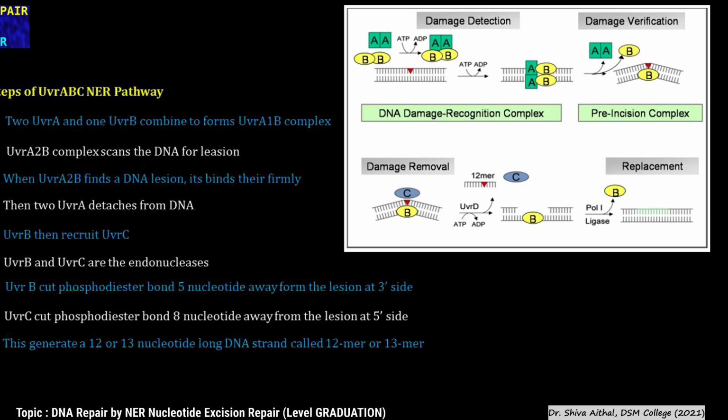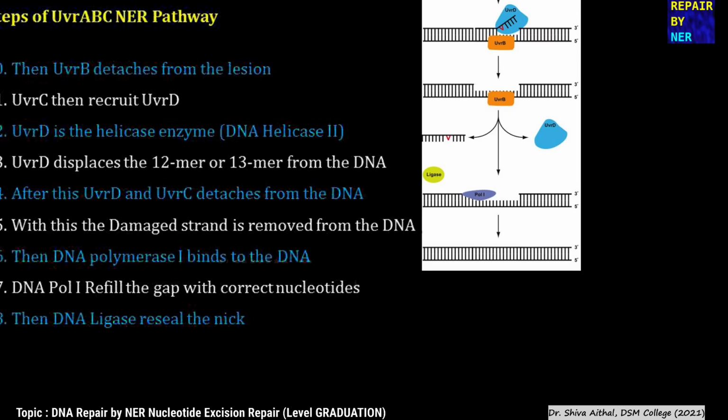Recall, remember, and think once again. UvrC cuts the phosphodiester bond 8 nucleotides away from the lesion. UvrB cuts the phosphodiester bond 5 nucleotides away from the lesion, giving rise to a 12 to 13 mer. This generates a 12 to 13 mer nucleotide stretch along the long strand of DNA, and then you can see UvrB detaches from the lesion. UvrC remains.